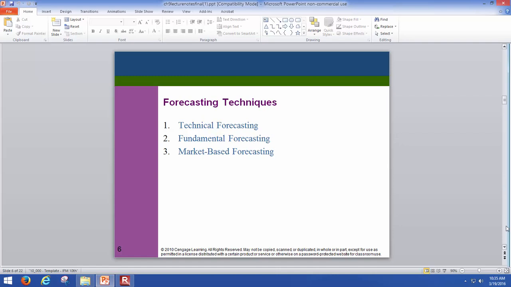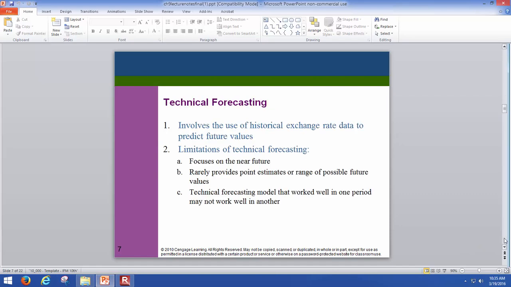The second is fundamental forecasting. And the third one is market-based forecasting. So what is technical forecasting? In the case of technical forecasting, it involves the use of historical exchange rate data to predict future values.